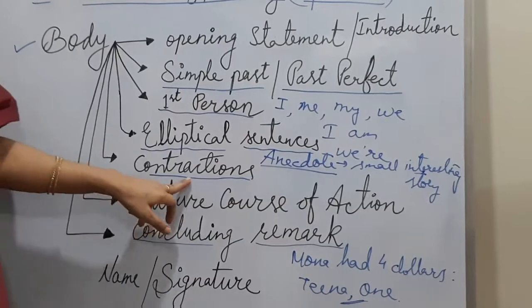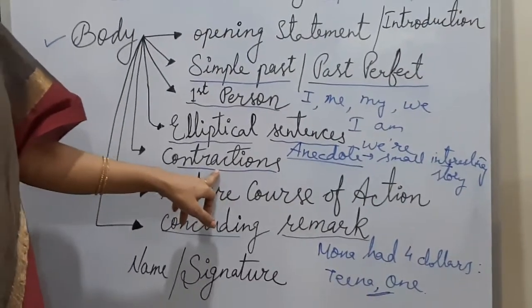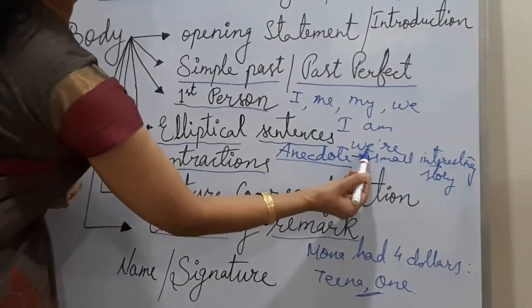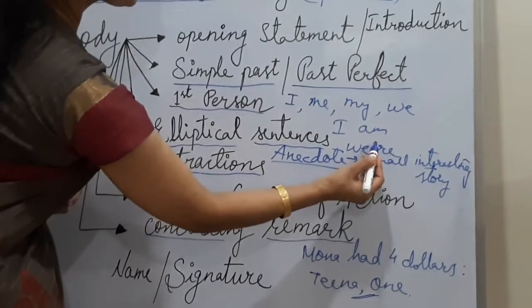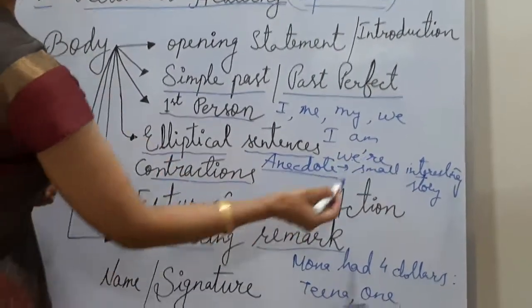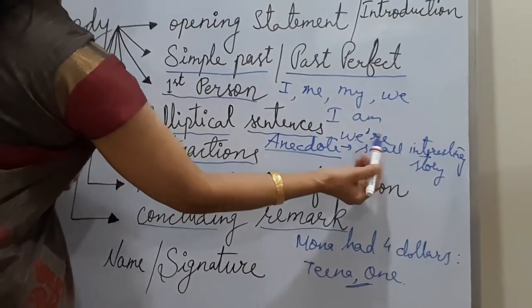Now coming to contractions. Contractions means, children, short forms. You might know it. Contractions means short forms. As you can see here I used we're. After the W I have kept one apostrophe, and the A I have removed, and in place of the A I have used one apostrophe, then RE.